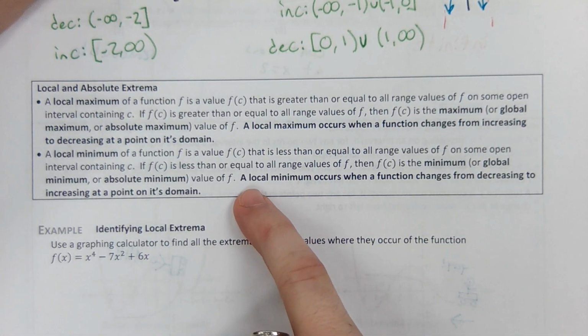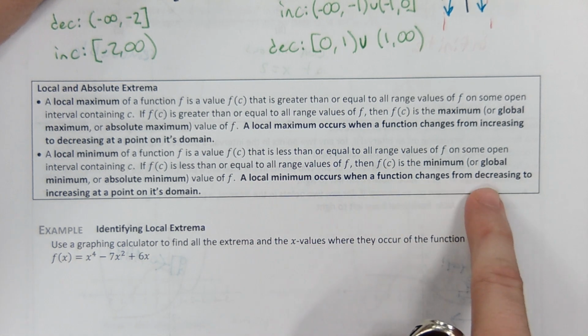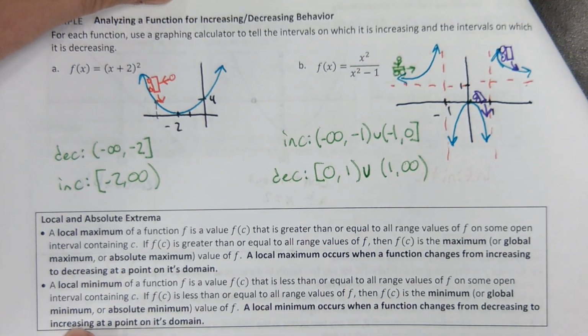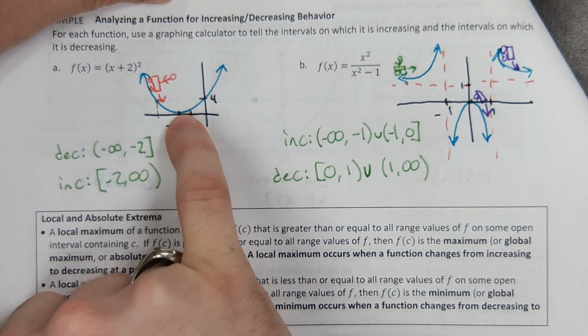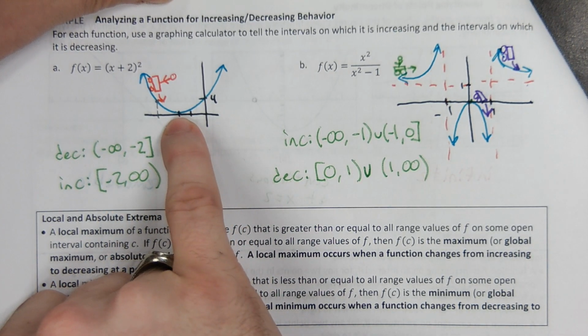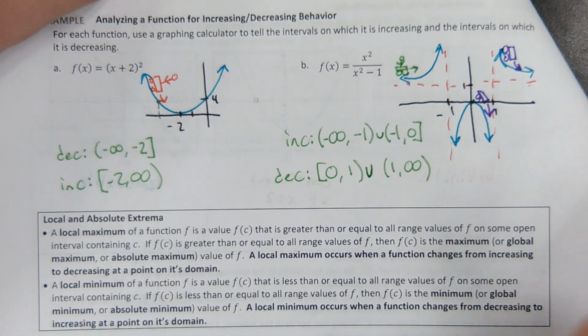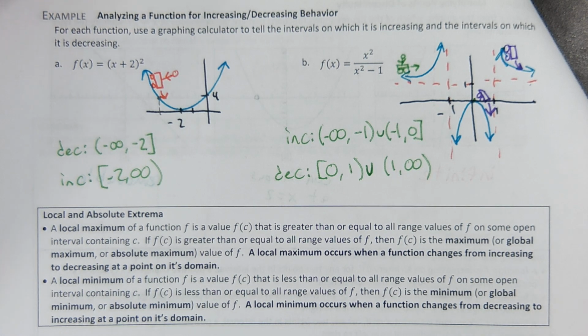When a graph goes from decreasing to increasing, then you have a minimum, like right here. We have a minimum of 0 at x equals -2, because my graph went from decreasing to increasing. Cool with that? Yeah? Okay. Basically, you're looking at bumps. Tops of bumps are maximums, bottoms of bumps are minimums. Easy peasy.